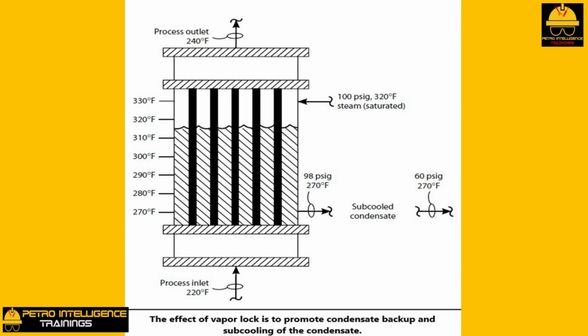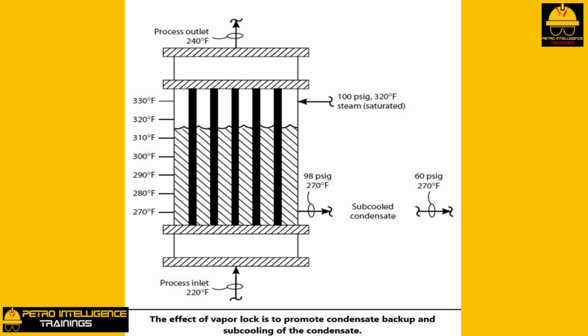The problem with condensate backup and subcooling is the very low heat transfer coefficient, U, for subcooling versus condensation. Typical heat transfer coefficients, in BTU per hour per square foot per degree Fahrenheit: steam condensation equals 400 to 600. Subcooling equals 20 to 40.